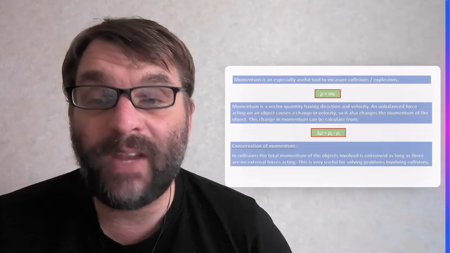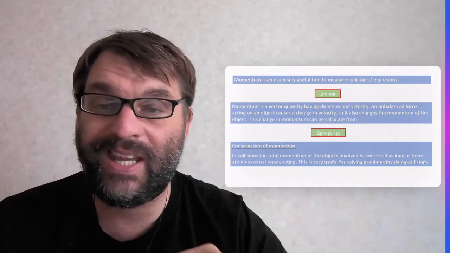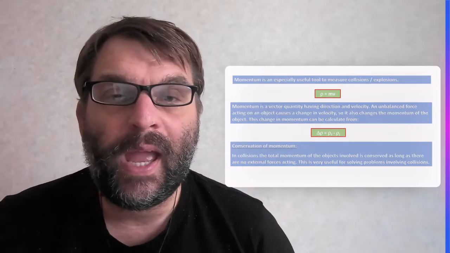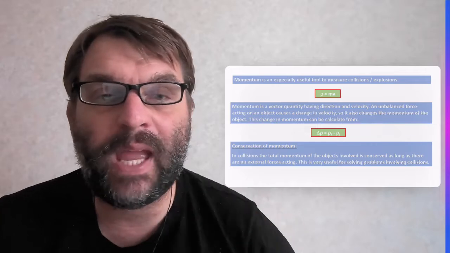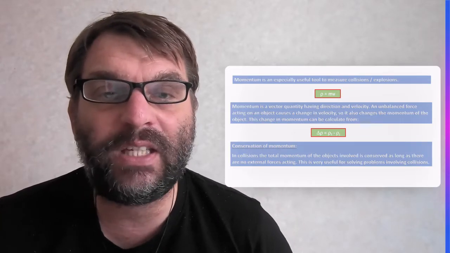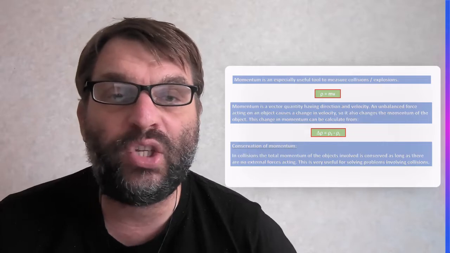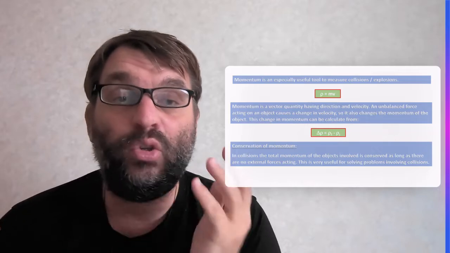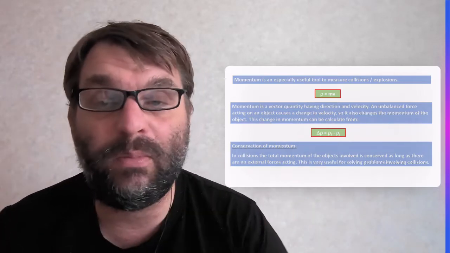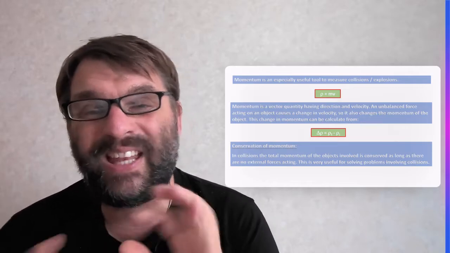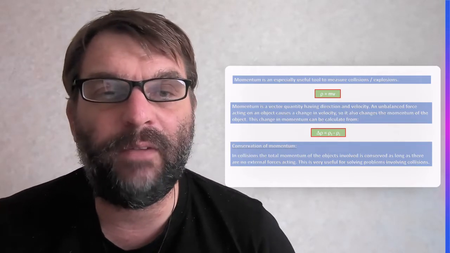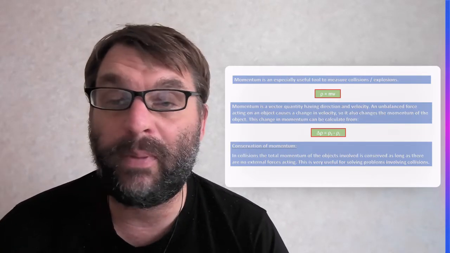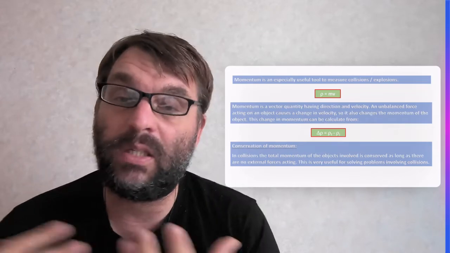Momentum is a vector quantity, okay, which means, of course, just like velocity, it has a direction and a magnitude, a size. And that means in order to have a change in momentum, there has to be an unbalanced force acting on it to cause a change in velocity. So if you're changing the velocity, you're going to be changing the momentum of the object, and we're going to look at that more explicitly later in the video. Okay, so therefore, the change in momentum will be the final momentum minus the initial momentum.